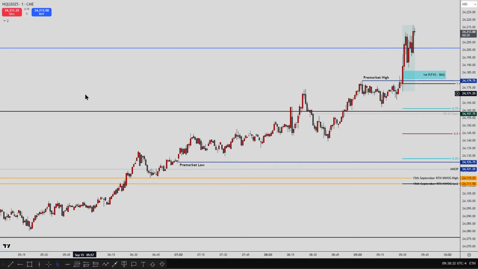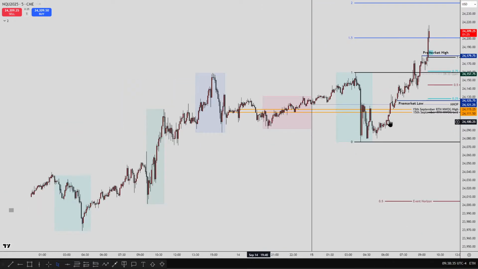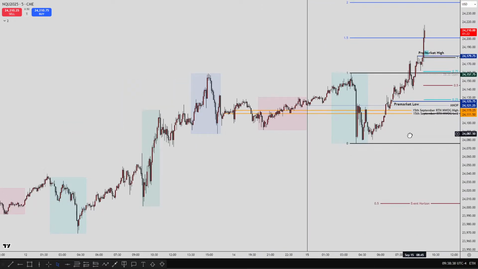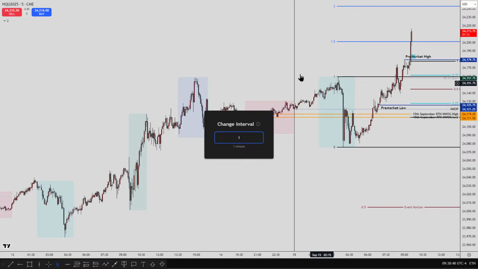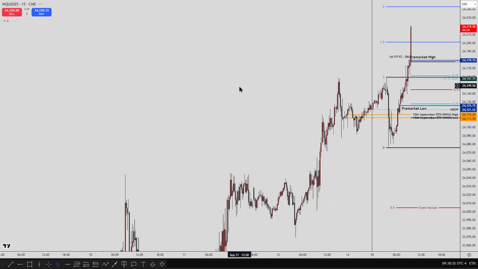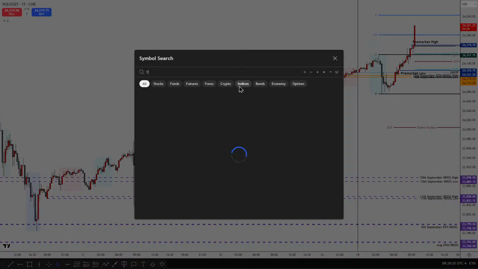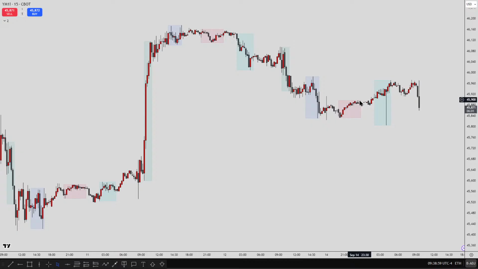AMD forming right now. Guess, yeah, AMD. It's not so institutional though.